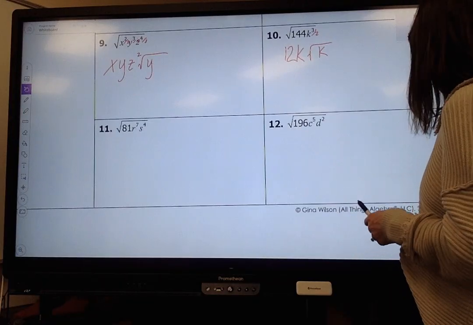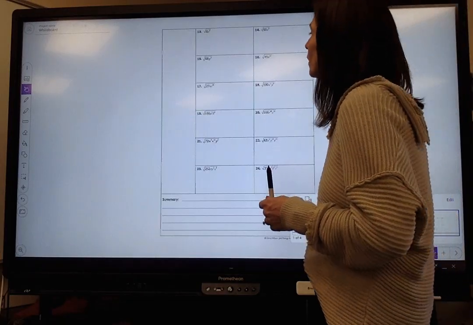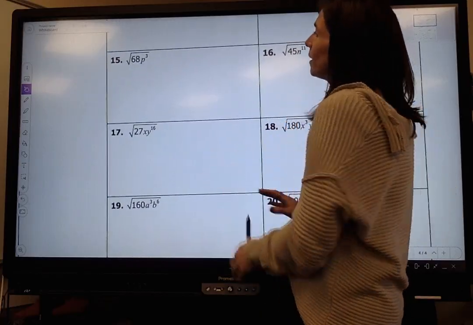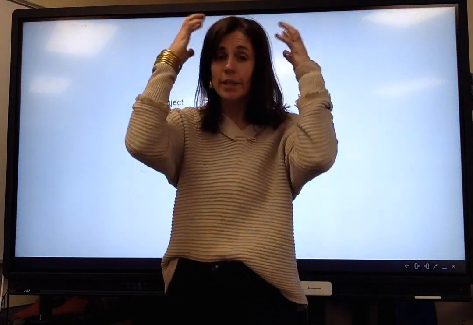Okay, now let's get to some that aren't perfect squares. So sometimes you're going to have a number like 15. I still have to do 60. Okay. Part 3 coming up.